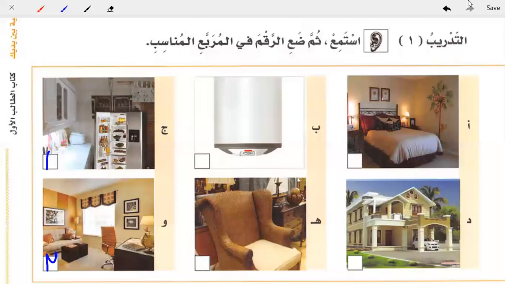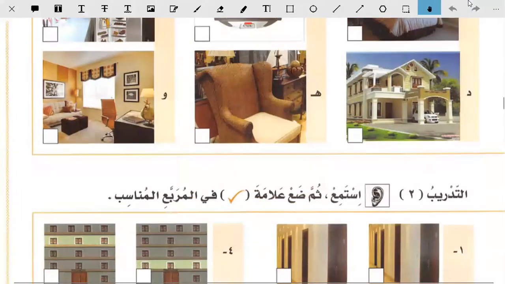Next we have Askunu fi bayt. Next, Al-Arikatu fi ghurfatil julus. Next, As-Sariru fi ghurfatil naum. Next, As-sakhanu fil hammam.